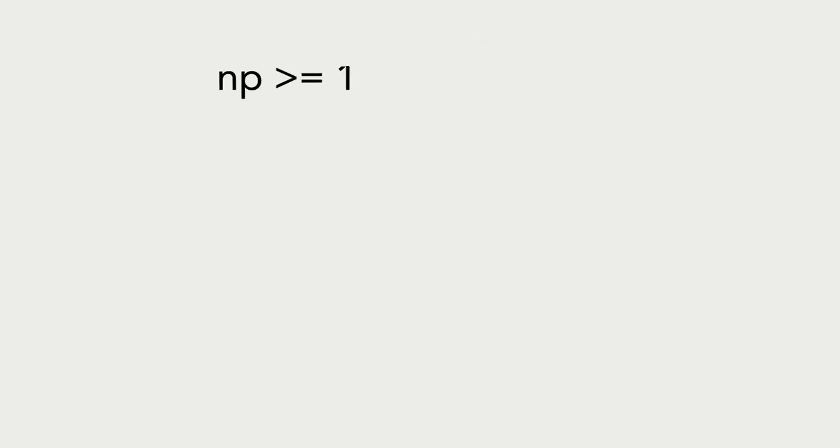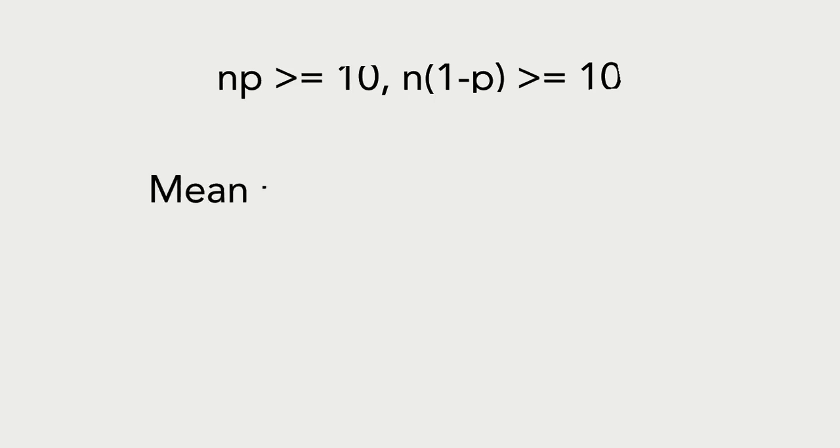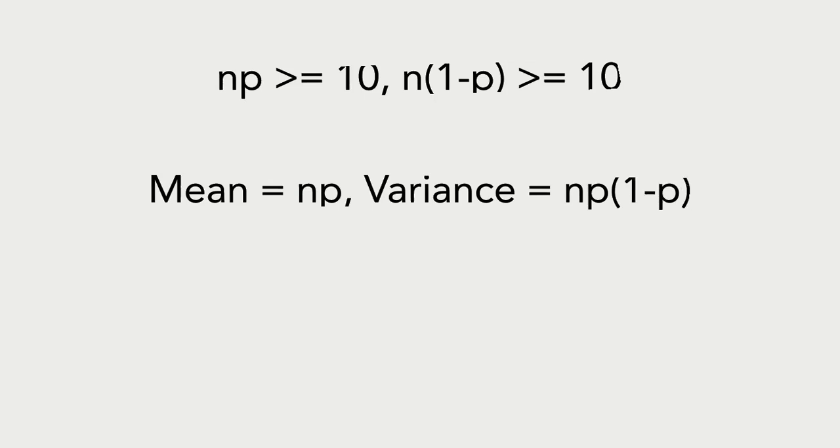The rule of thumb is simple. If n times p is at least 10, and n times 1 minus p is also at least 10, the binomial distribution is not too skewed. Its shape is close enough to normal that the approximation works well. The mean becomes np, the variance becomes np times 1 minus p.